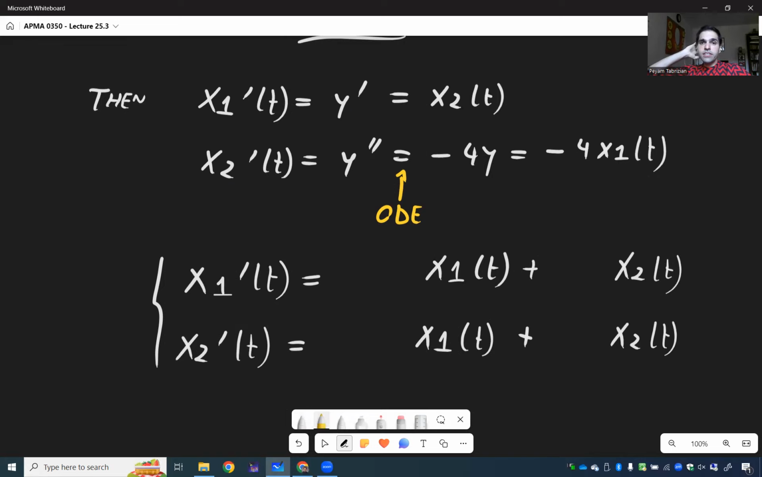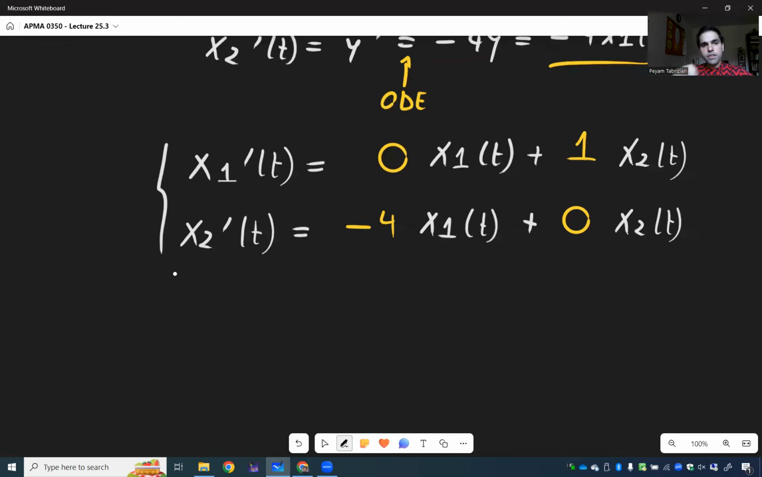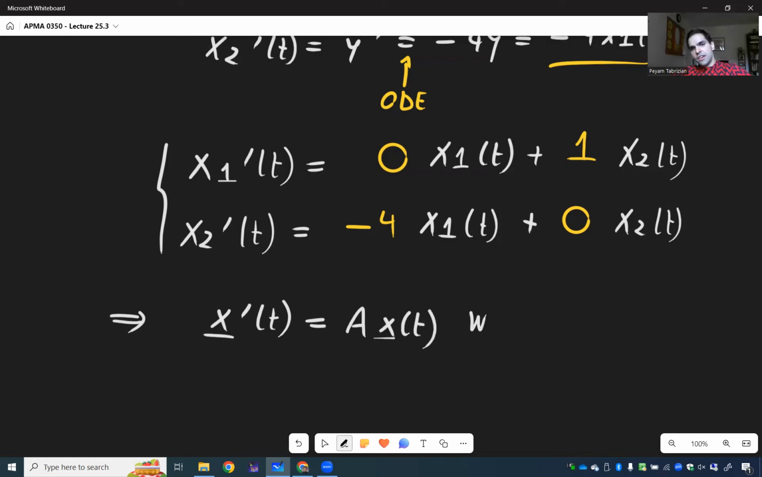What are the coefficients? So x1 prime is x2. That's no x1 and 1 x2. And x2 prime is minus 4x1. That's minus 4x1 plus no x2. And so what we end up getting is x prime equals Ax, where A is 0, 1, minus 4, 0.